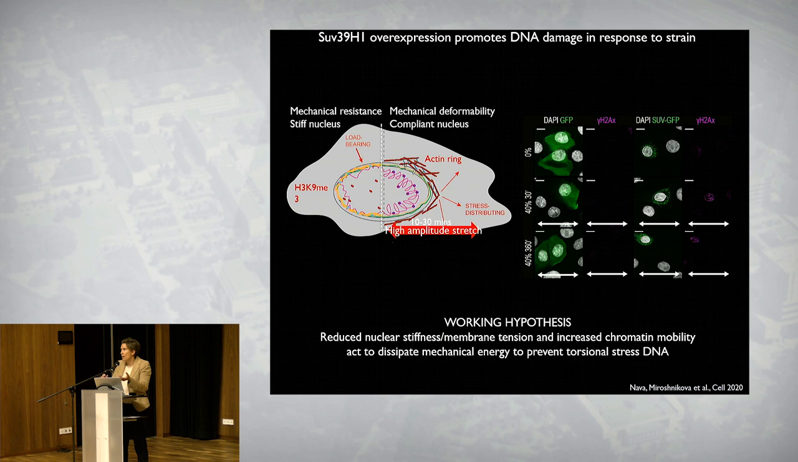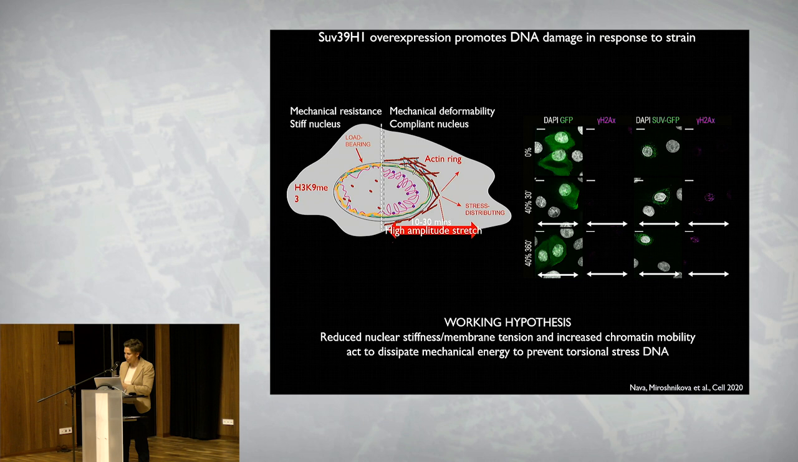However, if we now prevent the nuclear adaptation by overexpressing SUV, and now I'm pretty sure you will not see it, this is gamma H2AX, a marker for DNA damage, in these cells that overexpress SUV, we start seeing DNA damage. So that's why we hypothesize that this reduced nuclear stiffness, and possibly also the change in membrane tension, is a mechanoadaptation that prevents DNA damage and nuclear rupture from happening in these cells.